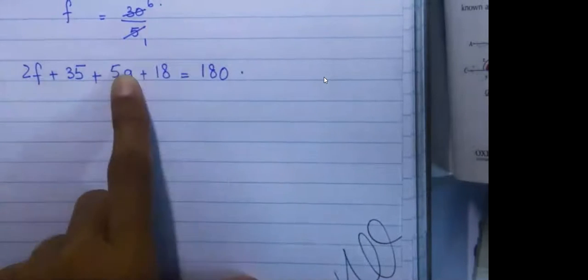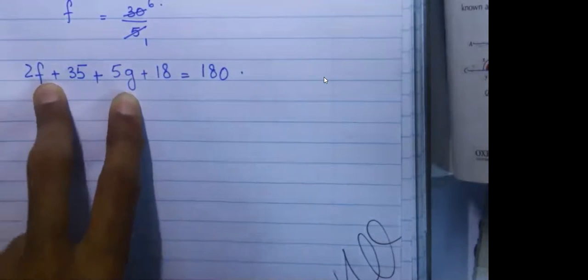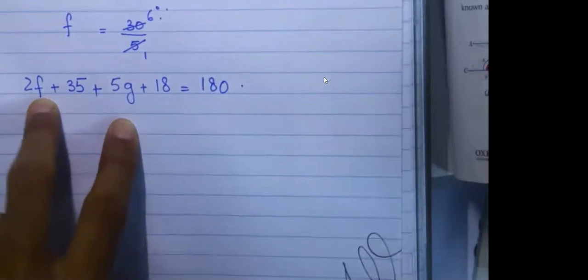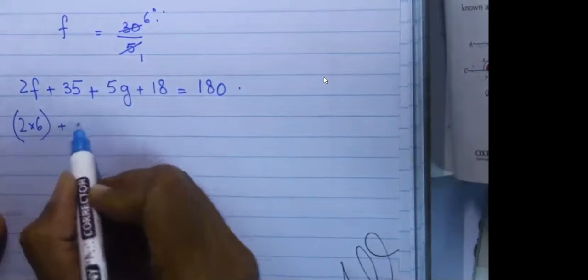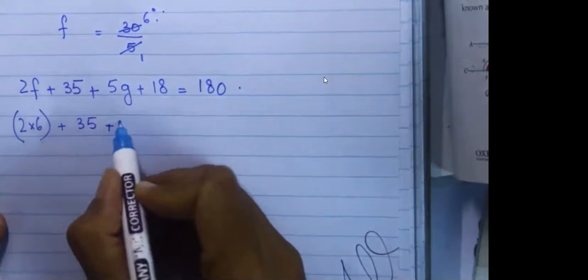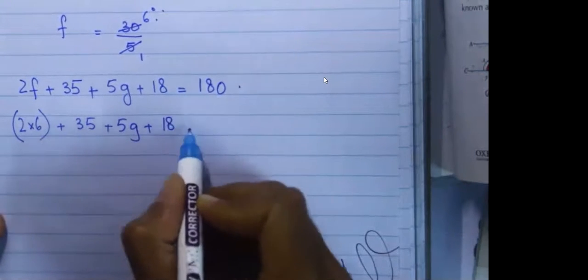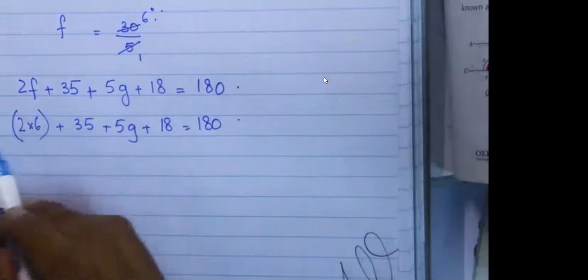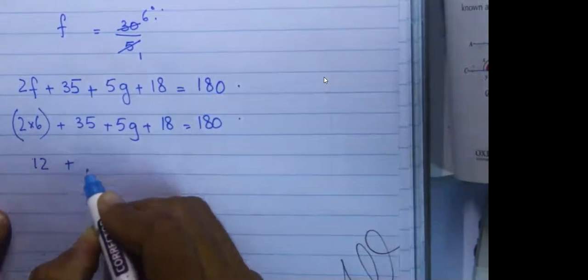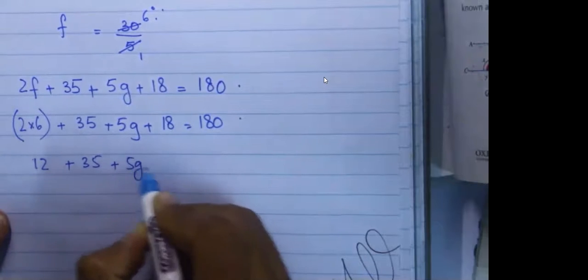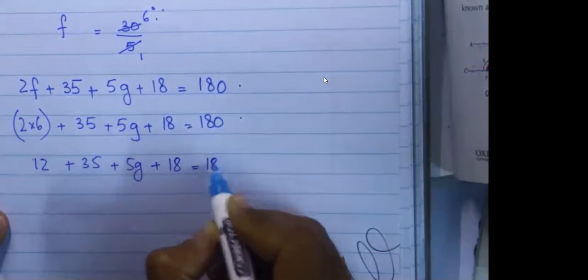The g, so we will substitute this. We cannot have two variables in an equation, okay? So we will substitute the value of f to get rid of the f, okay? So 2 multiplied by 6 plus 35 plus 5g plus 18 is equal to 180. 2 sixes are 12. 12 plus 35 plus 5g plus 18 is equal to 180.